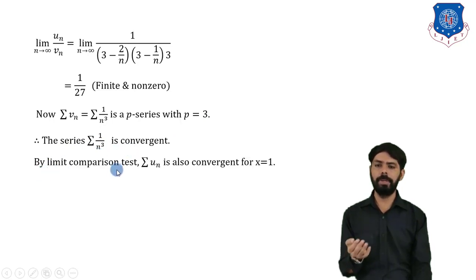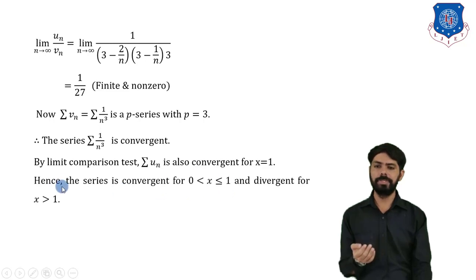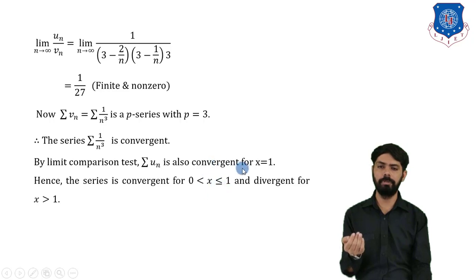Therefore by limit comparison test, sigma un is also convergent for x equal to 1. Now we will summarize this. Hence the series is convergent for 0 less than x less or equal to 1, because here sigma un is convergent for x equal to 1. Therefore here it will be 0 less than x less or equal to 1, because series is convergent for x equal to 1, and divergent for x greater than 1.